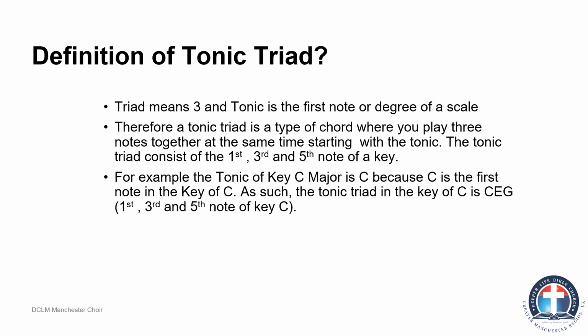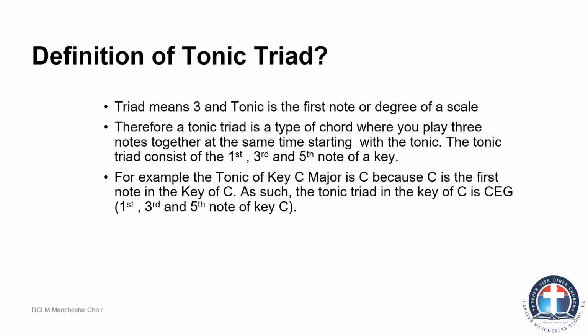Now to the point where you play three notes together at the same time, starting with the tonic. So that's why it's called a tonic triad, because you start with a tonic. And then, of course, you have three notes, which consist of the first note, which is a tonic, the third note, okay, and then the fifth note. All right. Thank you very much. So that's what the tonic triad consists of: the first, third, and the fifth note of a key.